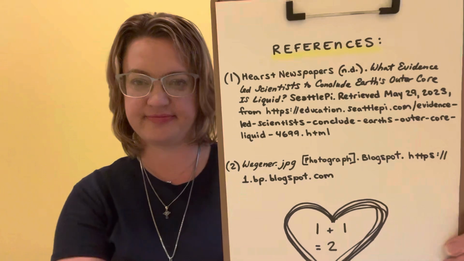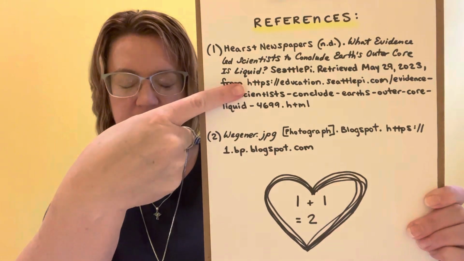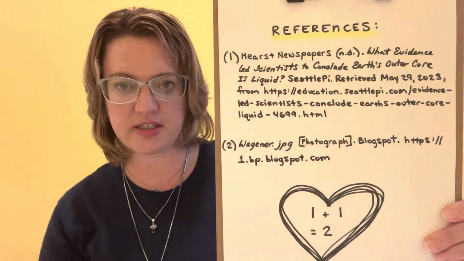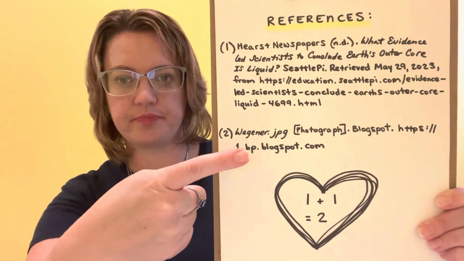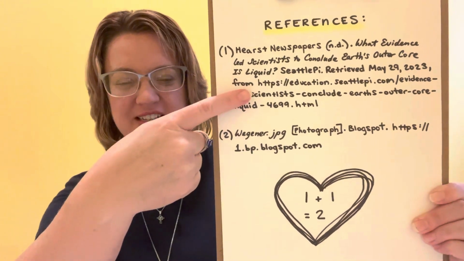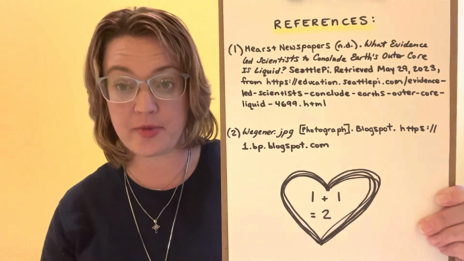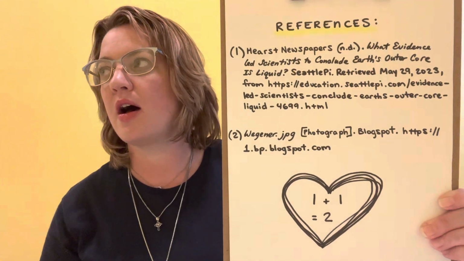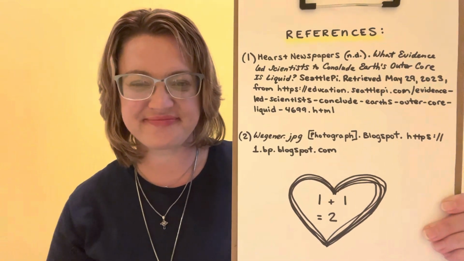This includes pictures right here. This is the picture of Alfred Wegener, the scientist responsible for these theories. And actually, this is picture number 2. And the first one is a reference that I will cite in the next slide, the memo essay about the core of the earth. Let's get started.